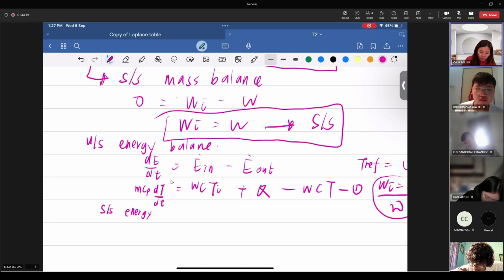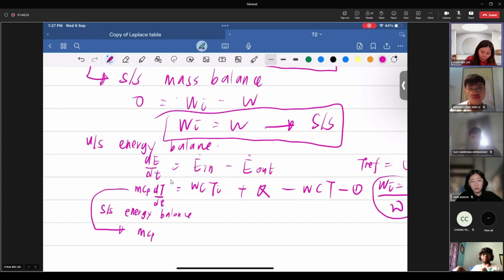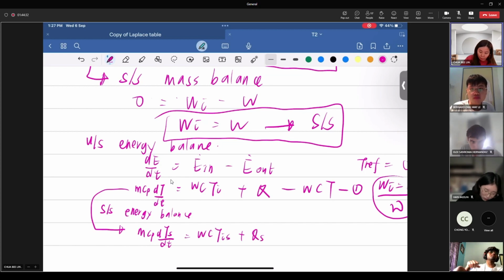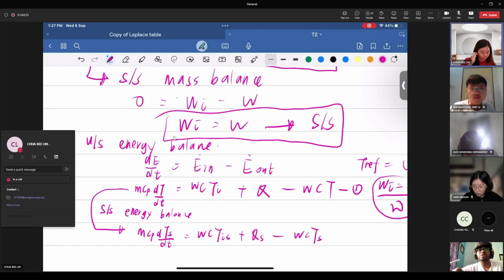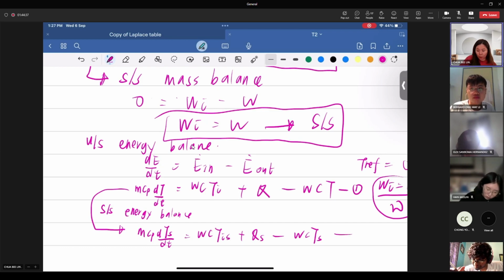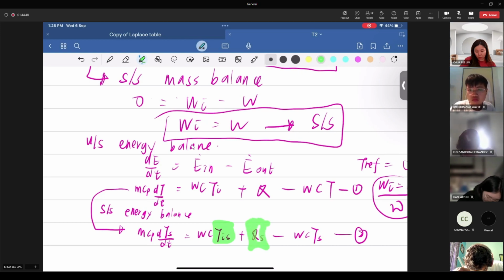Now steady state energy balance. Exactly the same equation, put the subscript of s: W C Tis plus Qs minus W C Ts. So this is your equation 2. And the values are actually given in the question. So Ti is given during steady state, Qs also given during steady state.